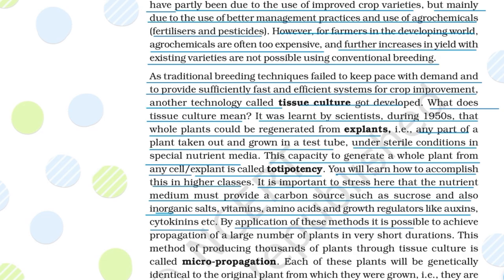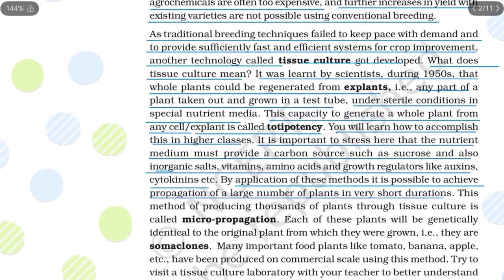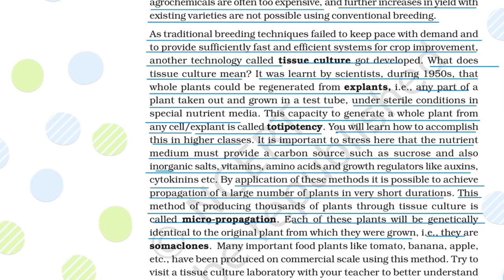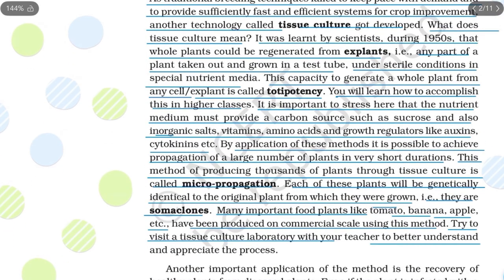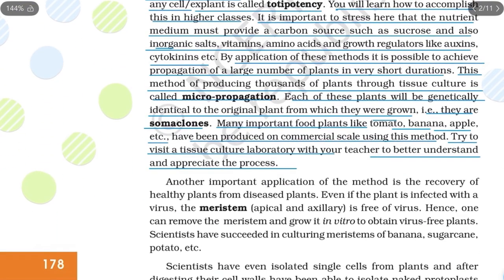By application of these methods, it is possible to achieve propagation of large number of plants in very short duration. This method of producing thousands of plants through tissue culture is called micropropagation. Each of these plants will be genetically identical to the original plant from which they were grown. It means they are somaclones. Many important food plants like tomato, banana, apple, etc. have been produced on commercial scale using this method. Try to visit a tissue culture laboratory with your teacher to better understand and appreciate the process.